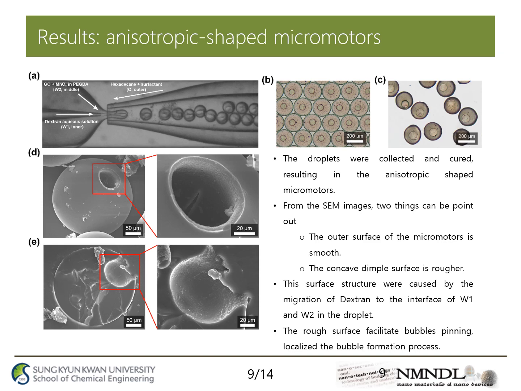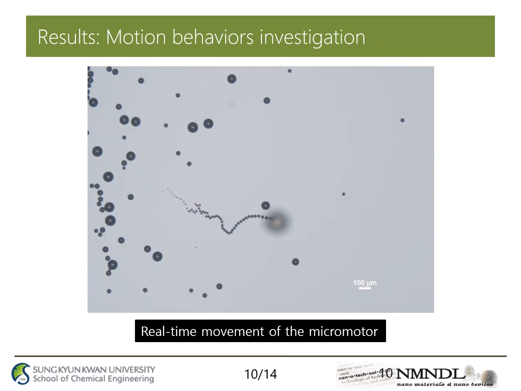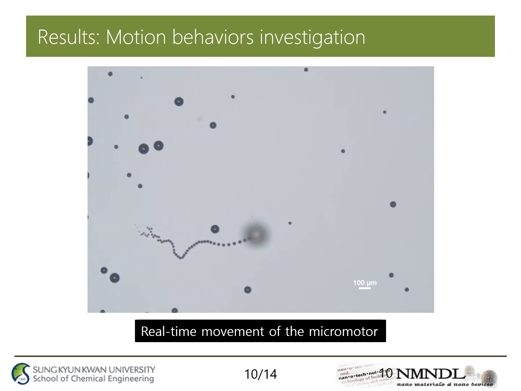So the surface structure was caused by the migration of dextrin in the interface of W1 and W2 into the droplets. Dextrin migrates from the W1 core onto the interface. And the rough surface facilitates bubble pinning, localizing the bubble formation process, which is a key point for bubble propelling. Here is the video of a real-time movement of the micromotors.